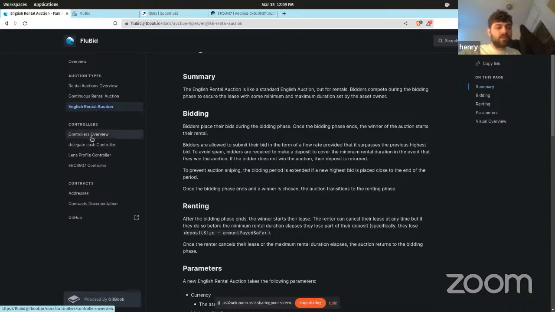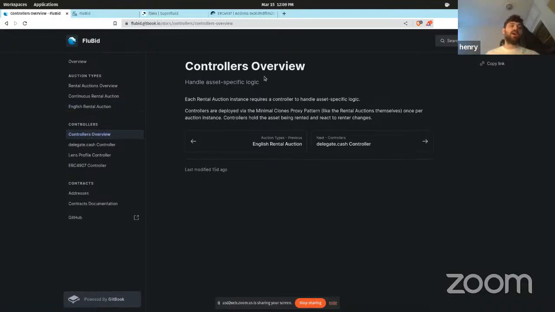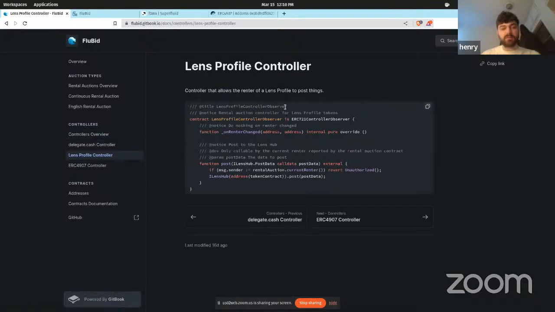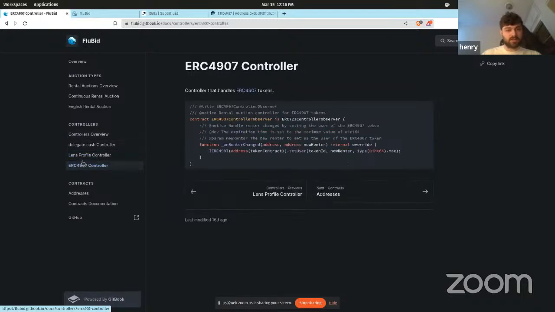You can take one of those and pair it up with a controller to handle the specific asset that's being rented. When an NFT owner creates a rental auction, they deposit their NFT into the controller that they've deployed. For example, if you were renting out a Lens profile, the controller would expose a post function that would allow the current renter of the auction to post stuff. Or say you had an ERC-4907 token, which is 721, but with an extra user role. This would get called by the auction contract when the renter changes, and it would just set the new user. As you can see, these are both really small contracts. So if you have a 721 token, you can create new controllers really easily.